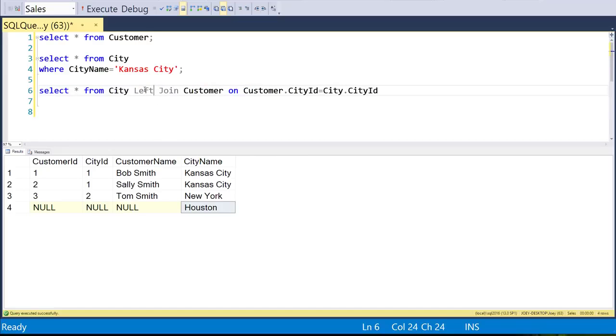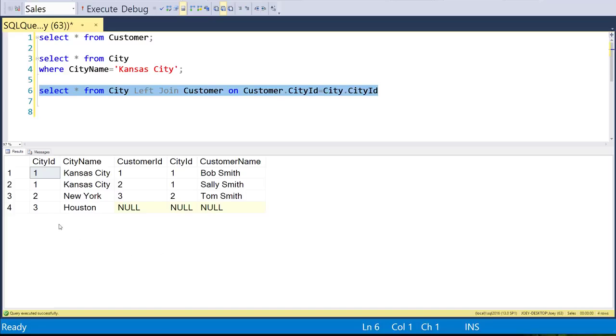And if I turn this to a left join, city's over here on the left side. We're going to get everything from the city, even if it doesn't exist in the customer. So let's make sure that works. So that should be the same as our right join. So now you can see we got everything from city, even if the customer doesn't exist. And so you can rearrange these. The left and the right join are basically the same thing. It all depends on where you put these tables.